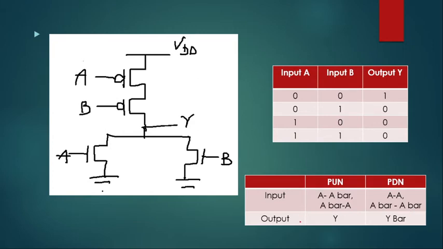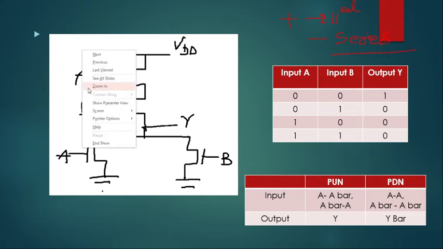For the output, of course, the pull-up network means Y should be 1, therefore it should be in the uncomplemented form Y. And for the pull-down network, it should be Y bar. Another thing we can say is, when plus is there, the operation will be parallel, and if dot is there, the operation will be series. So for now this much concept is enough for the implementation. Now let us start how to implement it.